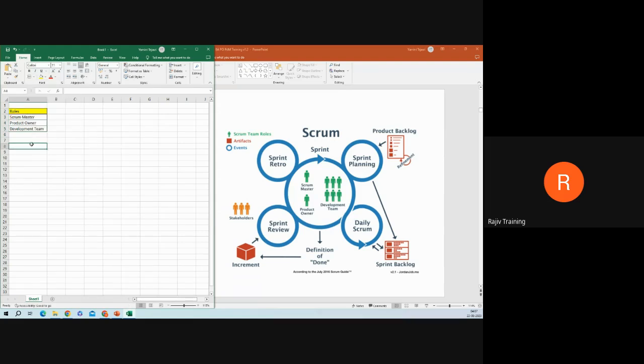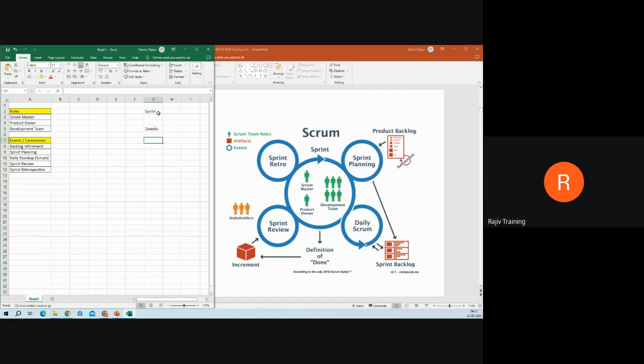Next, let's try to understand the events. Events, what does ceremony mean? Artifacts, deliverables. I'll come back to that.